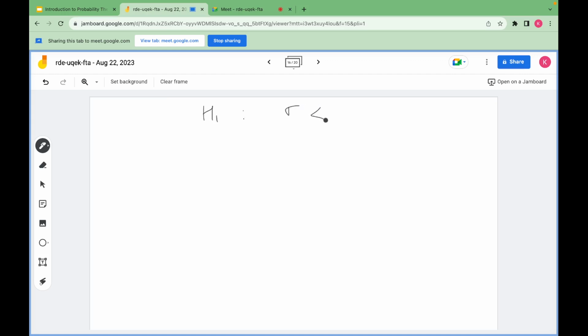H1 is sigma square is less than 0.001. So we reject the null hypothesis if our chi square is less than the chi square we calculated from the chi square table, which requires this n minus 1 comma 1 minus alpha.